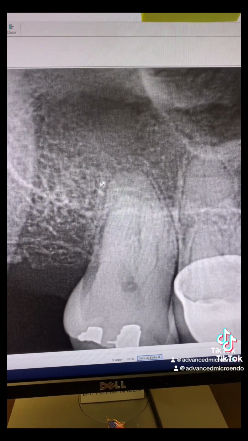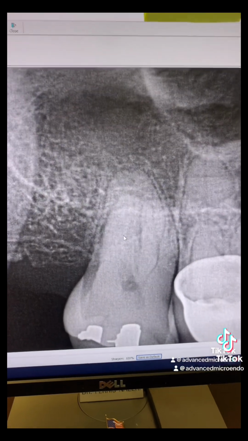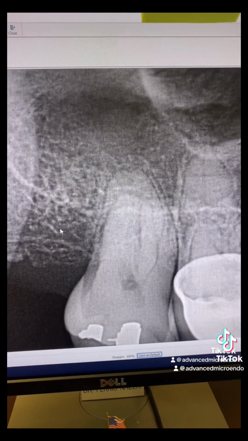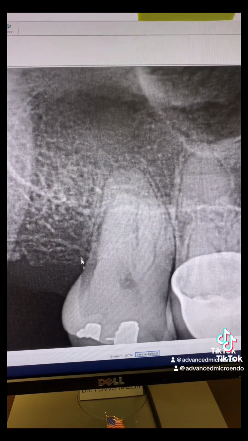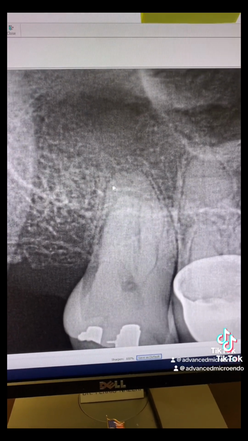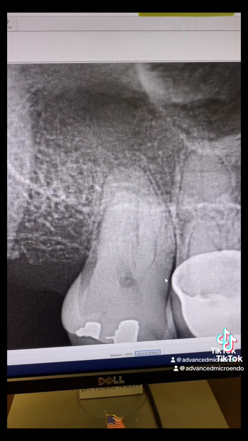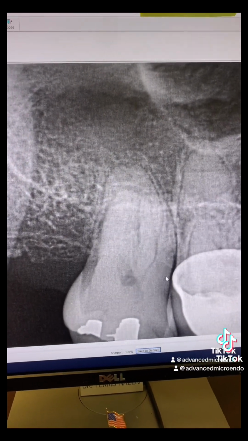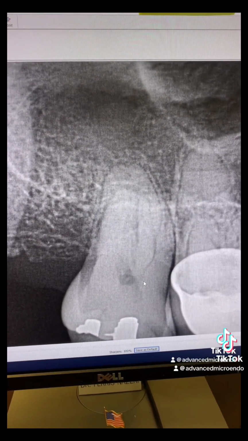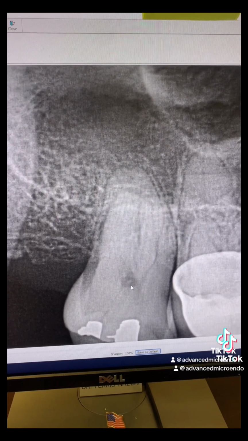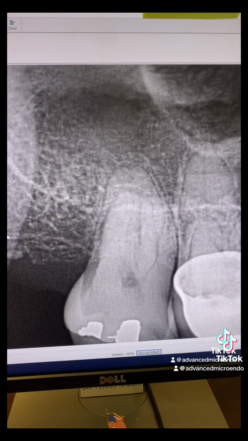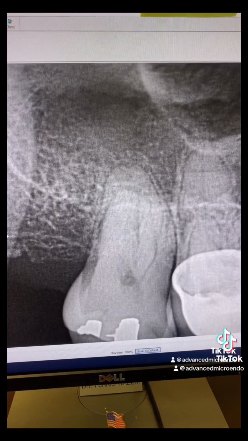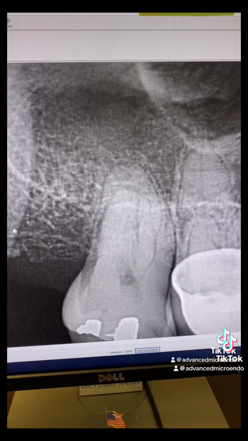So this was another example of a gingival abscess. Gingival abscess masquerading as a toothache and a tooth needing a root canal. But with proper diagnosis, we were able to figure out what the problem was. The problem is periodontal and not endodontic. So I recommended that the patient be referred to a periodontist.